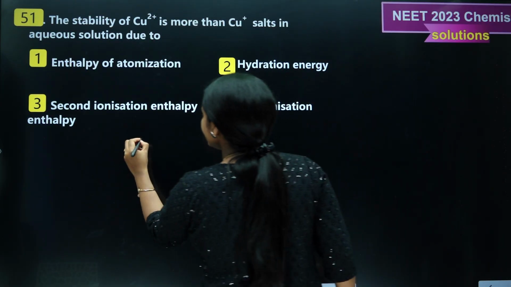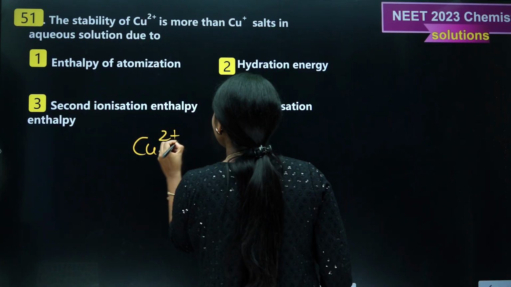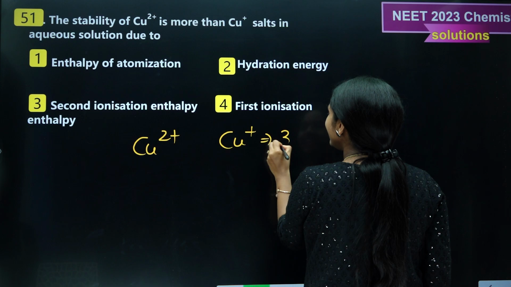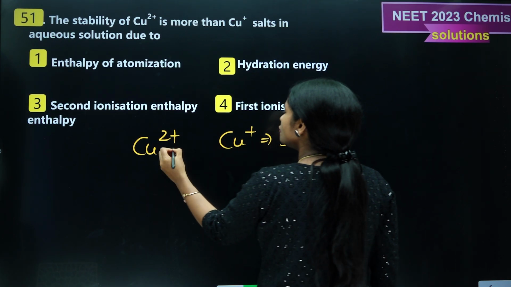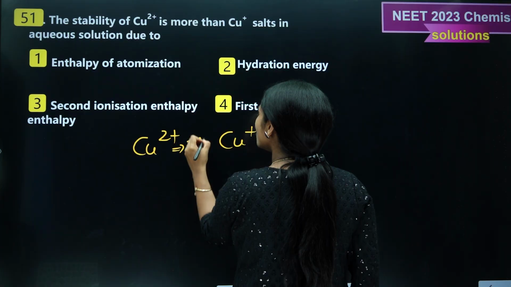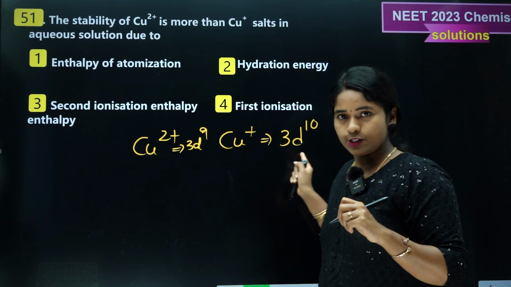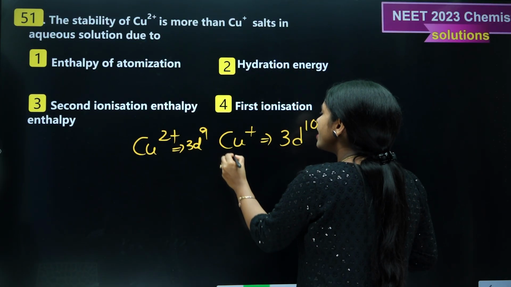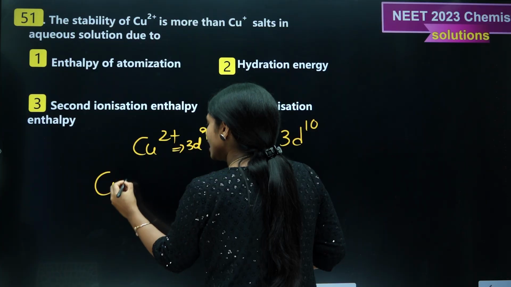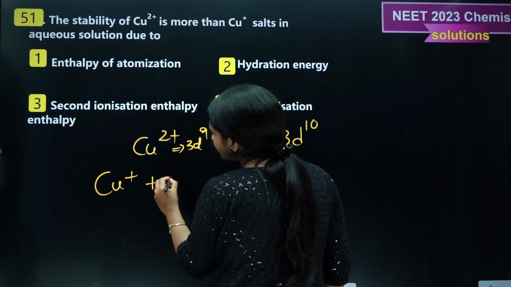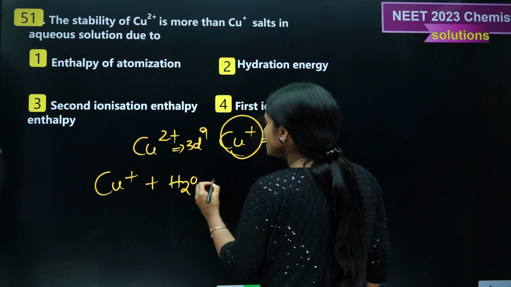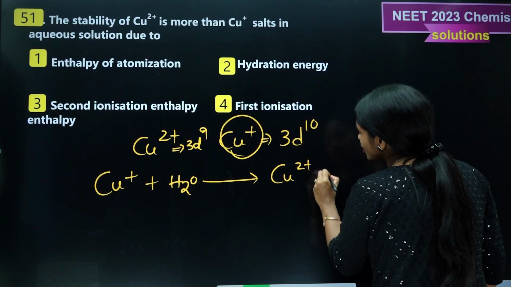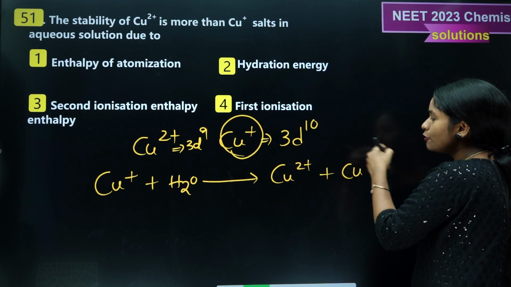Actually, if you see Cu2+ and Cu+, usually the configuration of Cu+ is 3d10, right? Cu2+ is 3d9. In these two, which is more stable? Cu+ only is more stable because it has a completely filled d orbital. But when you keep this Cu+ ion in aqueous solution, I mean water, then this Cu+ will undergo a disproportionation reaction and be converted into Cu2+ and Cu.